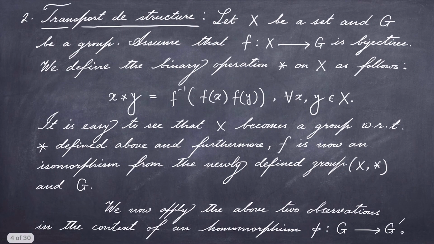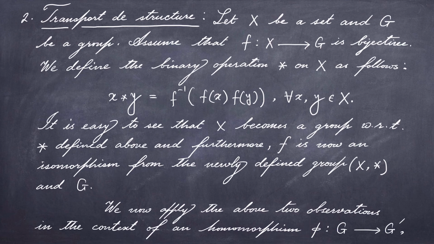Okay. Now the second thing that we will recall is called the transport of structure. So here we have a set X and a group G. Assume that we have a bijective mapping f from the set X to the group G. Now using this bijective map, we will make this set X a group in the following manner.